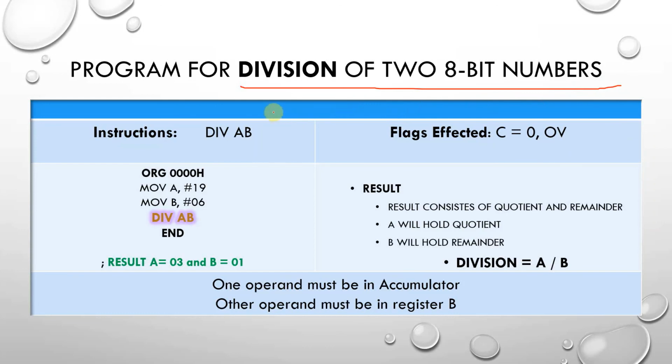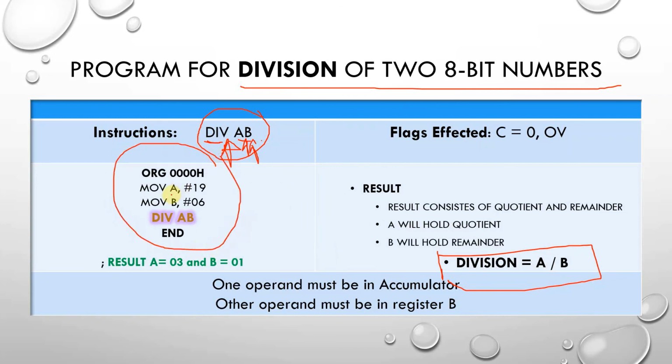The instruction related to the division of two 8-bit numbers is almost the same as that of multiplication. The only thing is the operation is replaced by division. So the instruction is DIV AB. A will contain one of the operands and B will contain the other operand, and the operation will be performed in this fashion: A will be divided by B.